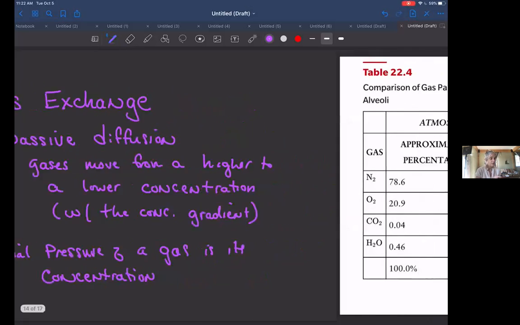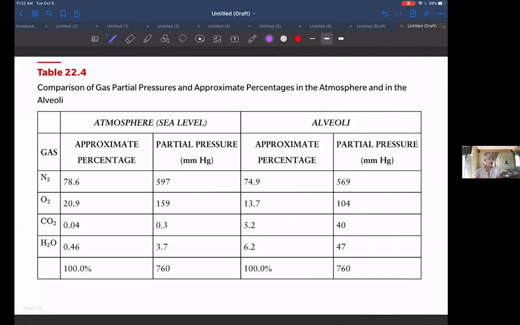If we look at these partial pressures again, it is actually just the percentage. So if we take 760 and the approximate percentage is 78.6, we just multiply. We take 78.6 times 760, and what do we get? 597 millimeters of mercury. 21% of 760 is about 159 millimeters of mercury. Okay, so this is just a percentage.